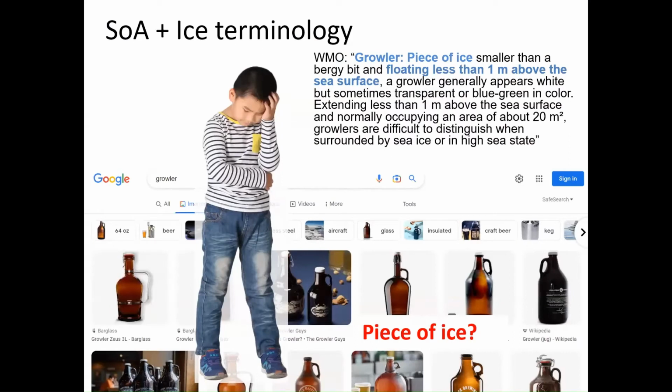Just to demonstrate the state of the art versus ice terminology, a couple of days back I tried to search for a growler in one of the search engines. A growler is a piece of ice floating less than 1 meter above the sea surface. And as you can see, when I searched, the search result doesn't look like a piece of ice at all. It's something else.